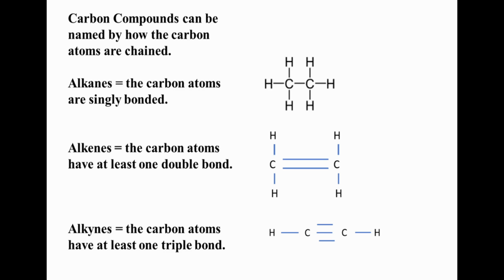Carbon compounds are named by how carbon atoms are chained, and whether the carbon-carbon bonds are single, double, or triple bonds. In alkanes, the carbon atoms are singly bonded. In alkenes, the carbon atoms have at least one double bond. In alkynes, the carbon atoms have at least one triple bond.